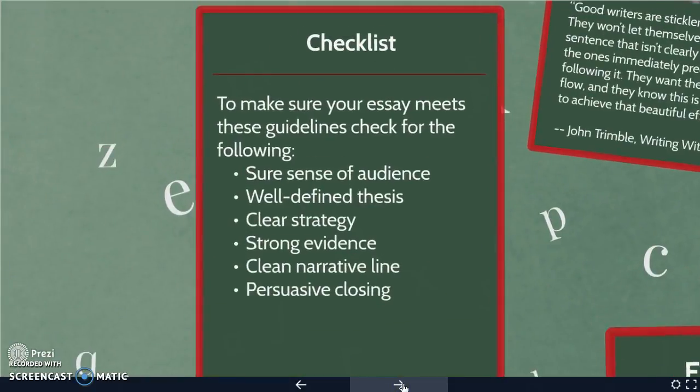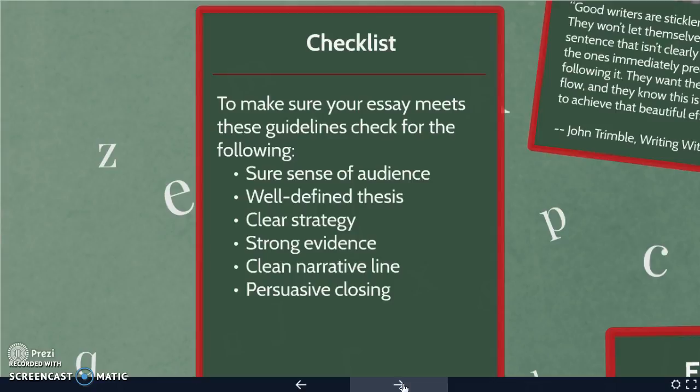Here's a checklist that John Trimble has come up with to help you with this idea of "so what." To make sure your essay meets the guidelines, check for the following. First, make sure you have a sure sense of audience. This means that you are aware that your audience is people in your class, people of the same reading level and the same understanding level as you. So you want to make sure that your vocabulary is not too advanced nor too basic.